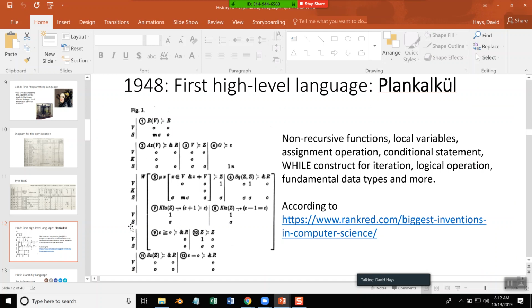Well, they say this is the first high level language. Would you like to program in that? Looks pretty bizarre, doesn't it? And that's the first one they have listed.